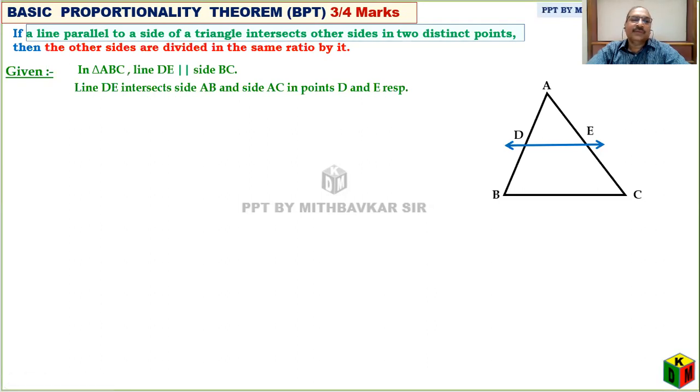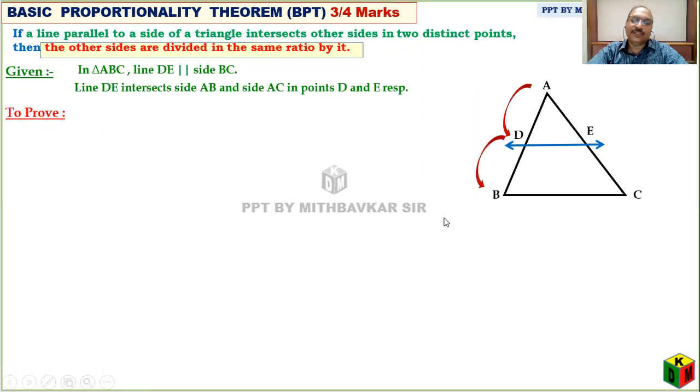Next step, what is to be proved? The latter part of the statement following "then", the part of the statement written in red color. I'm highlighting this part again. Let's read that part. The other sides are divided in the same ratio by it. Which are the other two sides? AB and AC. Look at AB first. Because of line DE, AB is divided into two parts, AD and DB. So let's form the ratio, AD upon DB.